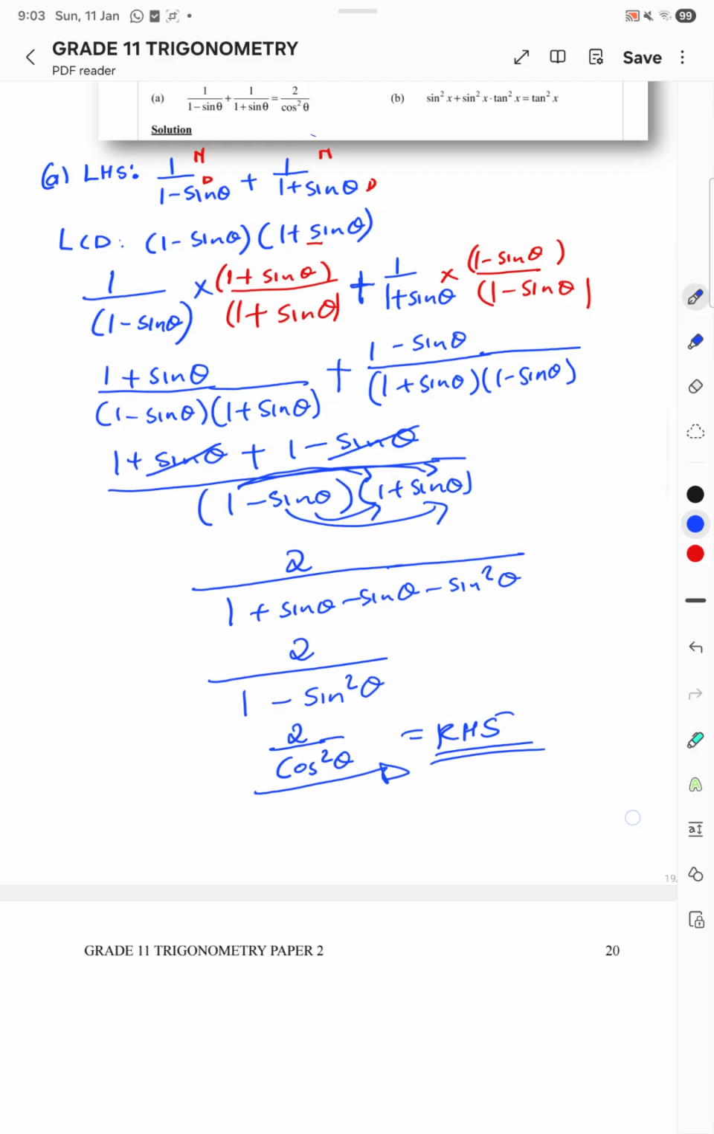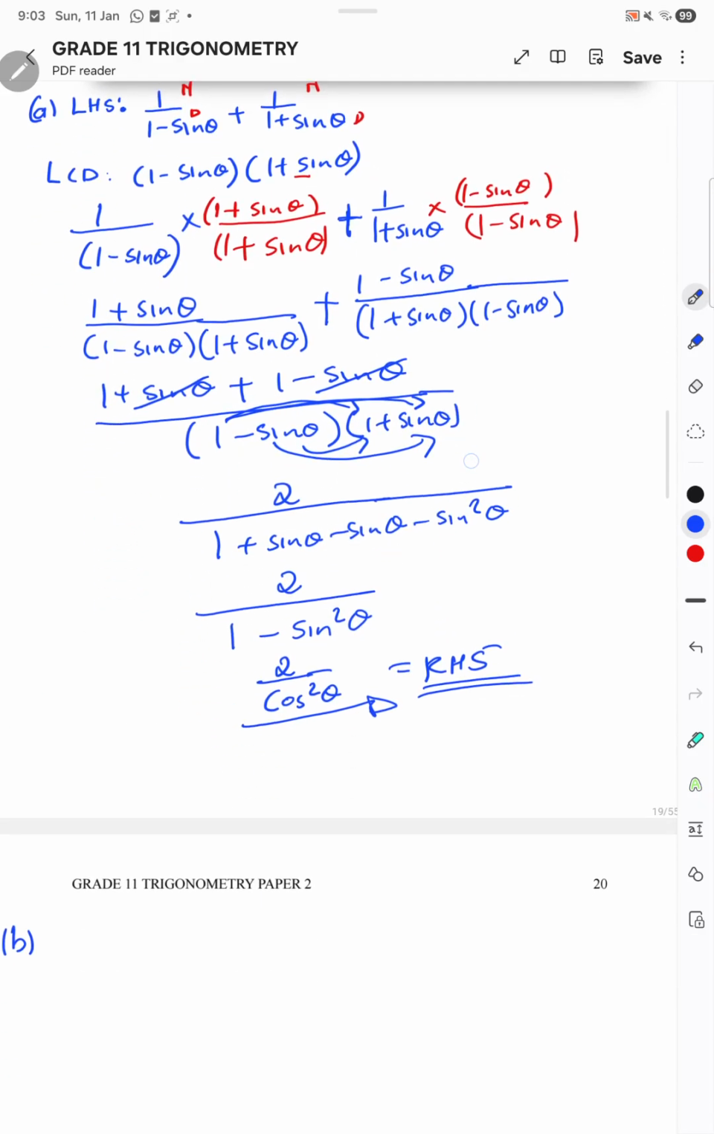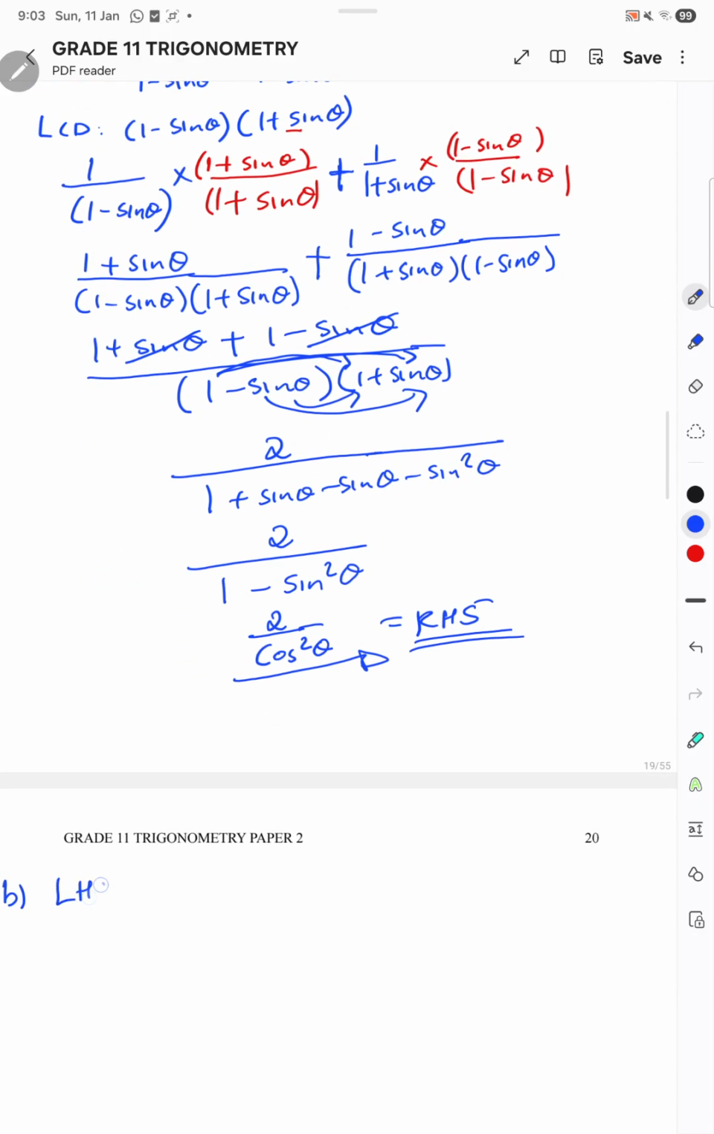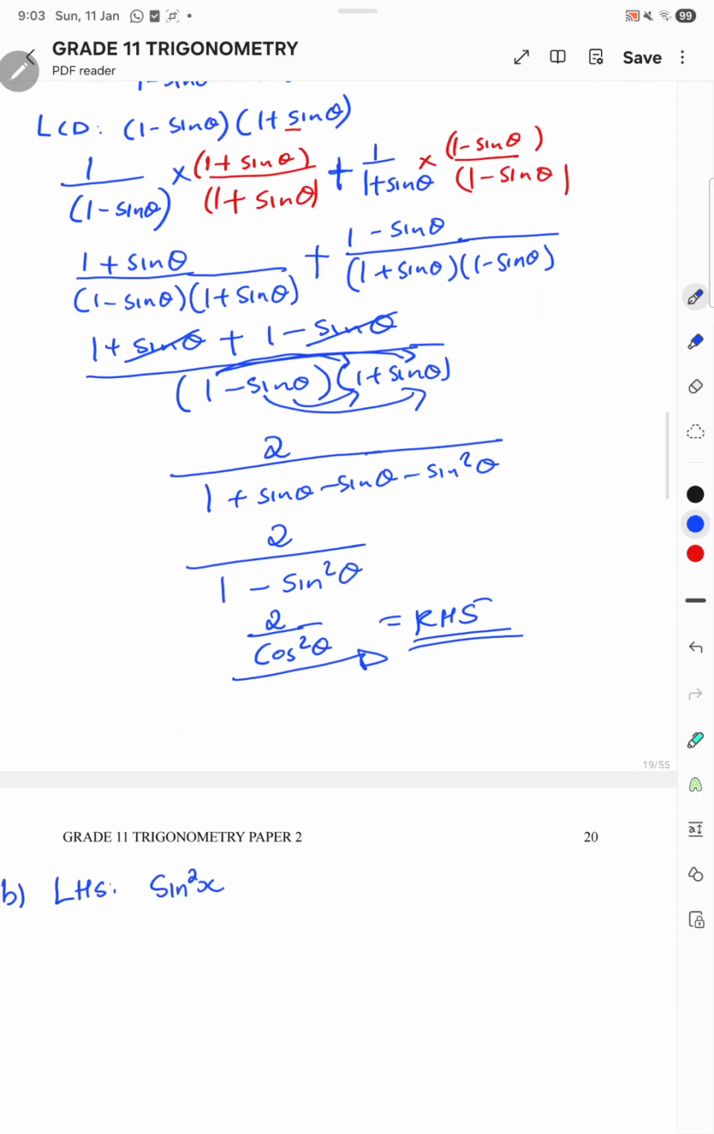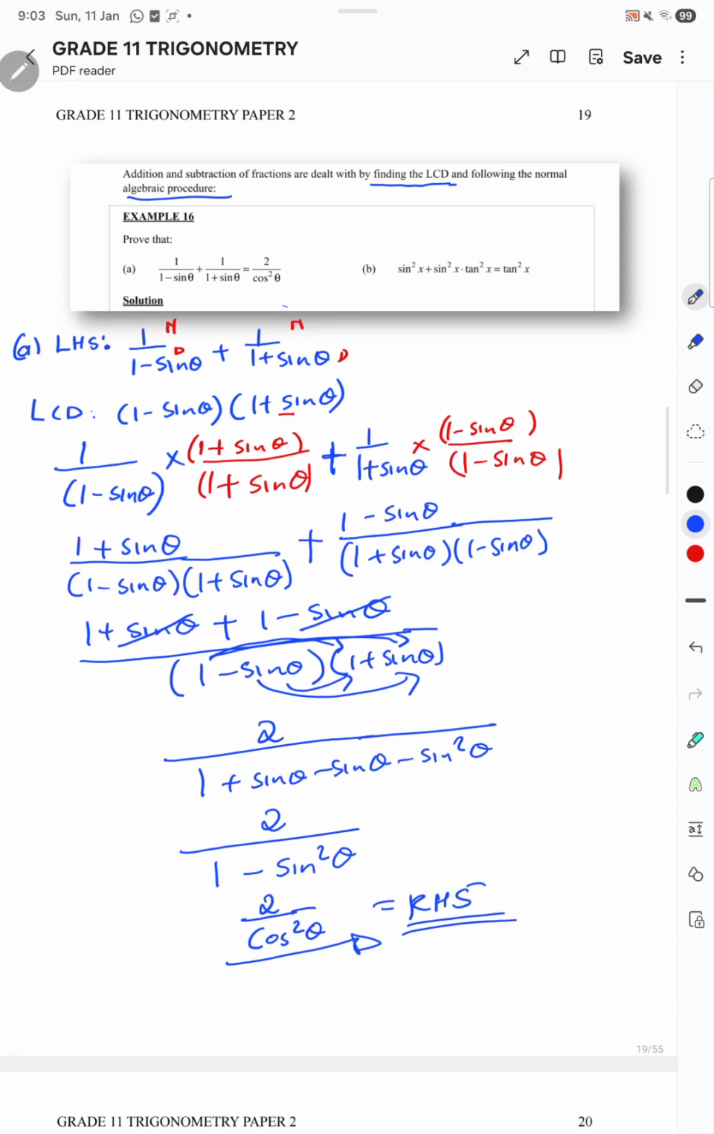We go to number B. Number B, the left hand side again has more information. You have sine squared x plus sine squared x multiplied by tan squared x. It must be the same as tan squared x.